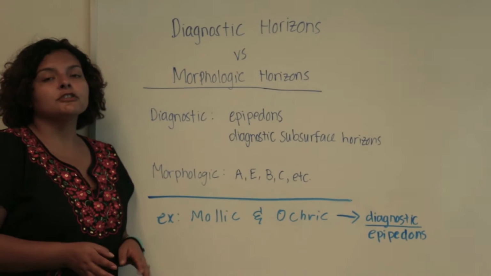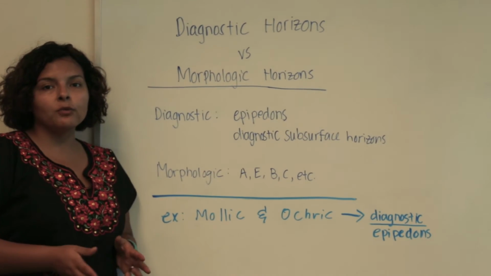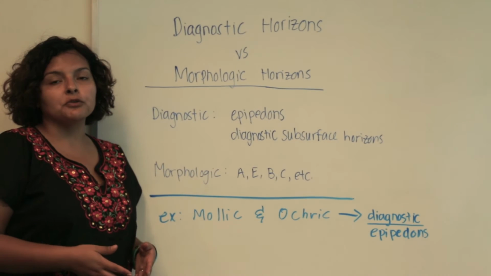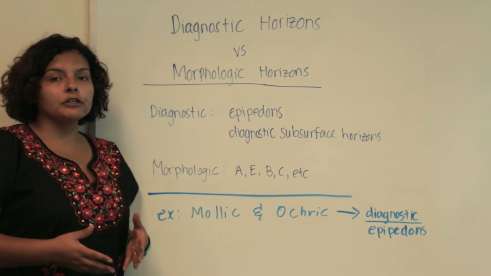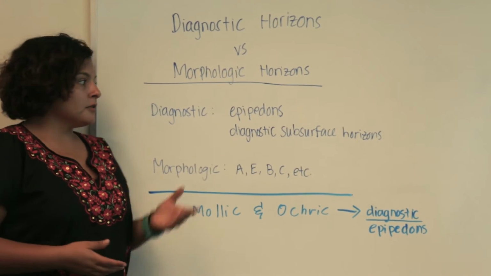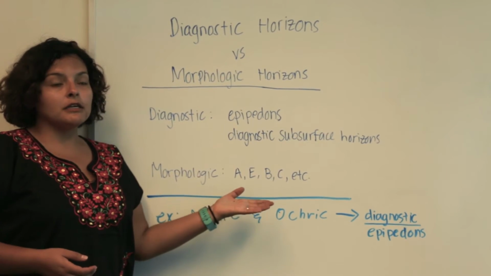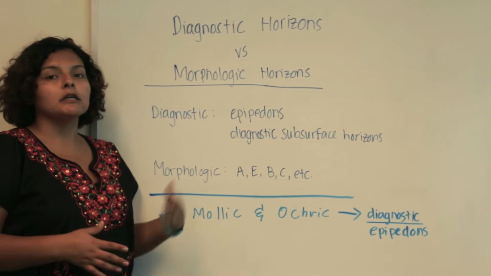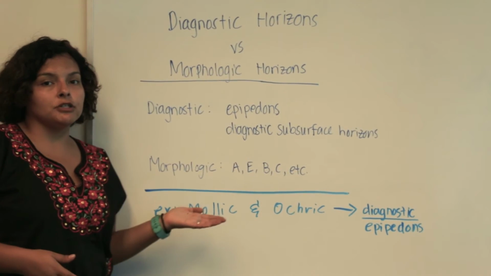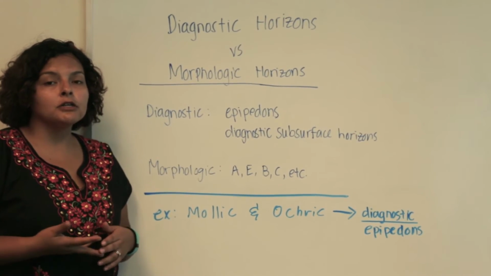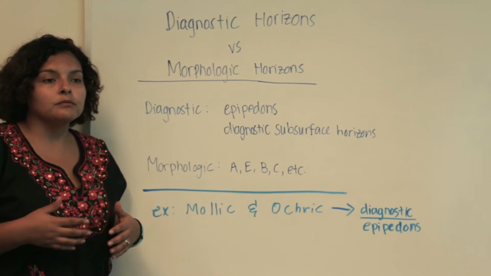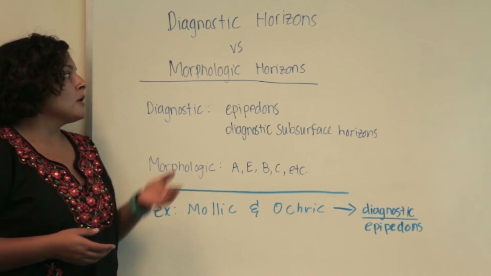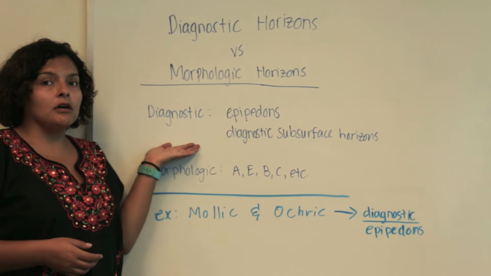So far in class we've covered one way of describing a soil profile. We are currently going over the morphologic profile. That's the example we gave where you have an O, an A, an E, a B, a C, etc. So that's a morphologic horizon. But there are much more technical soil descriptions that you can use, which are called diagnostic horizons.